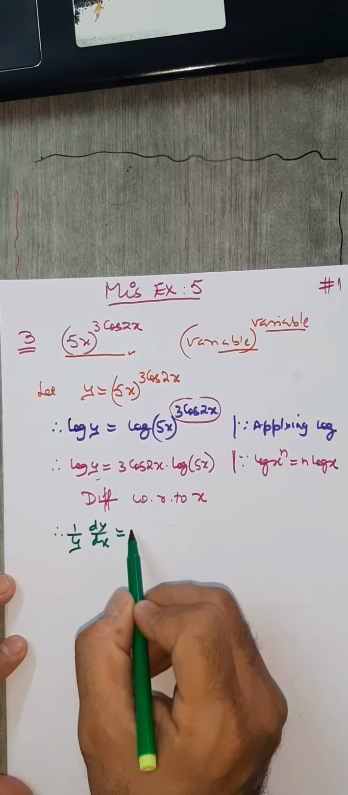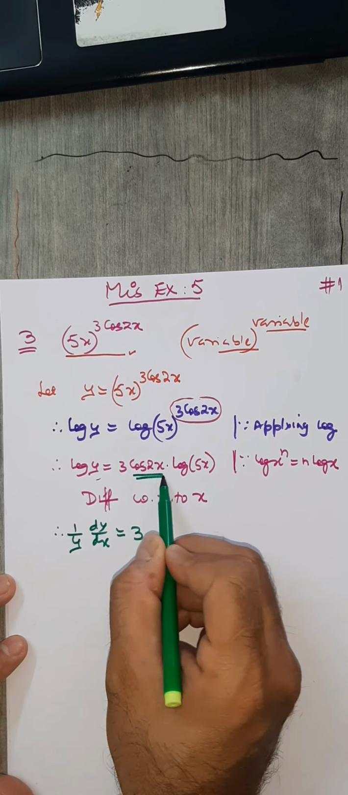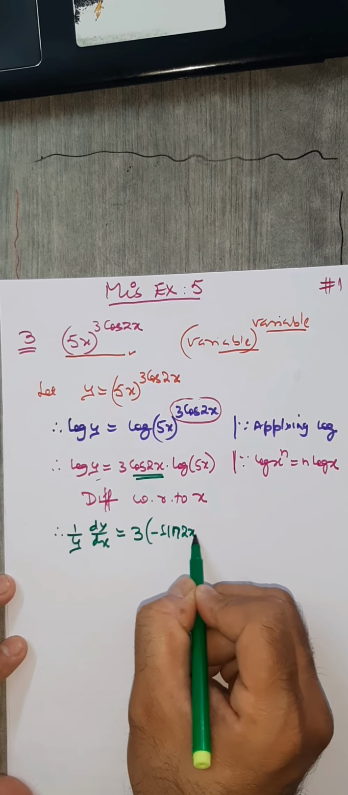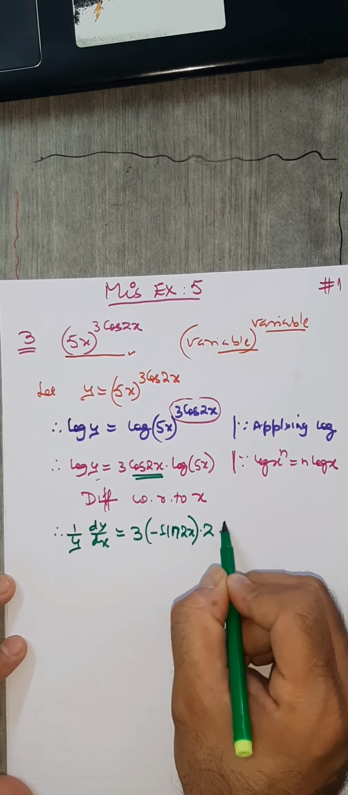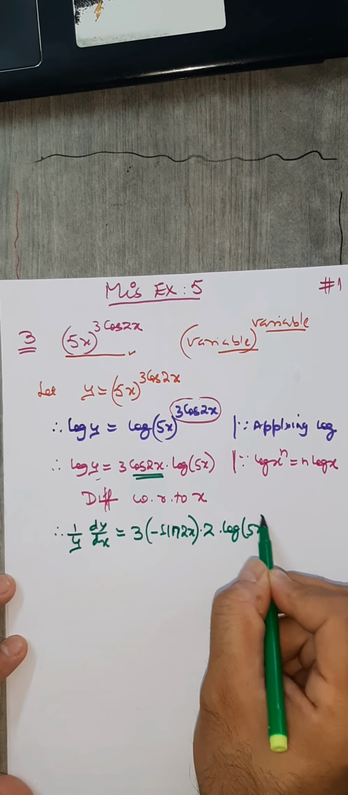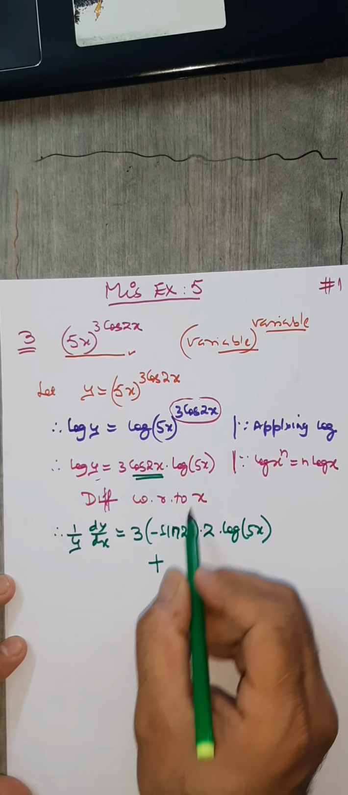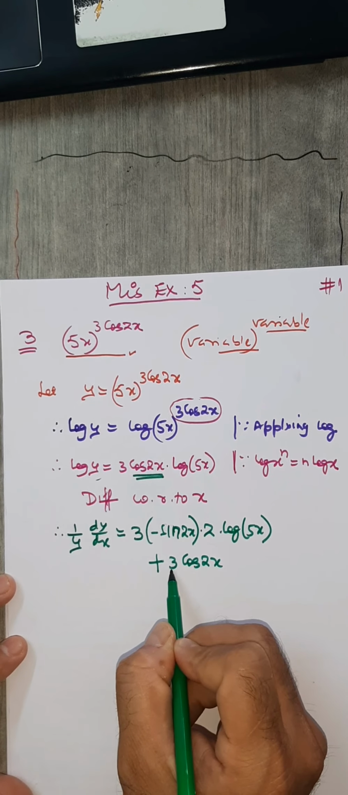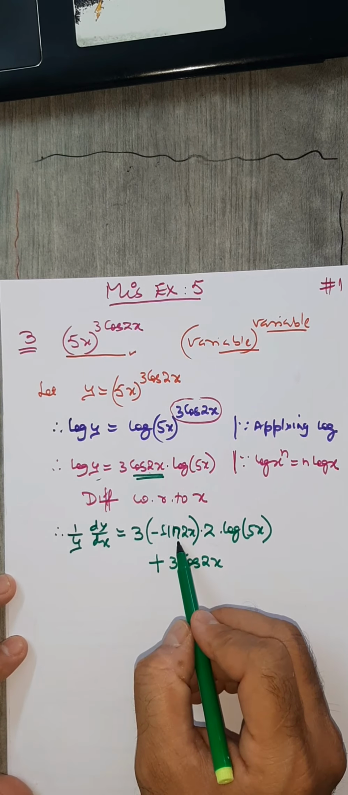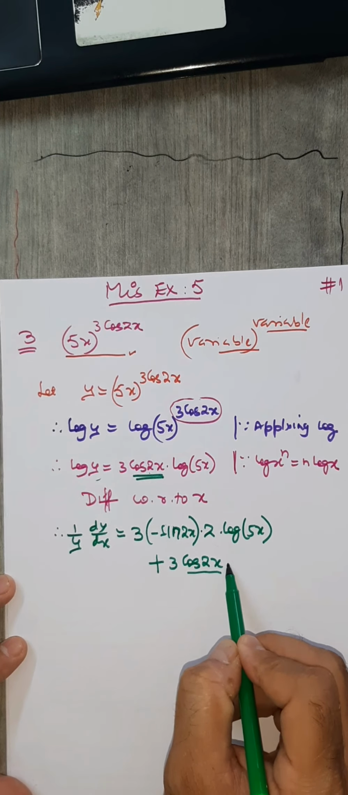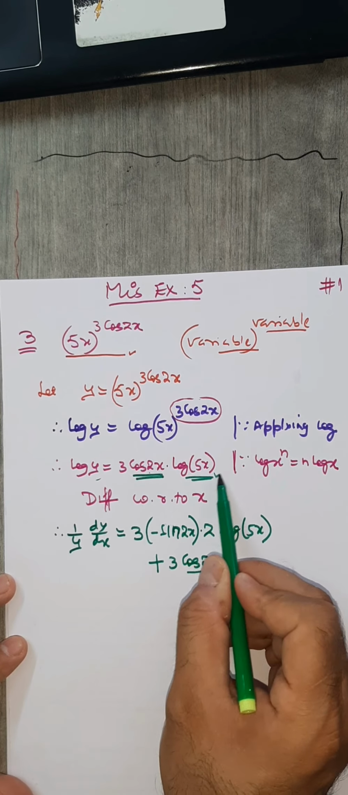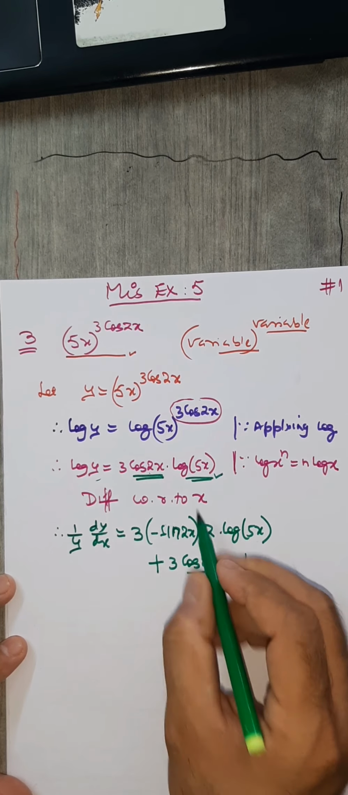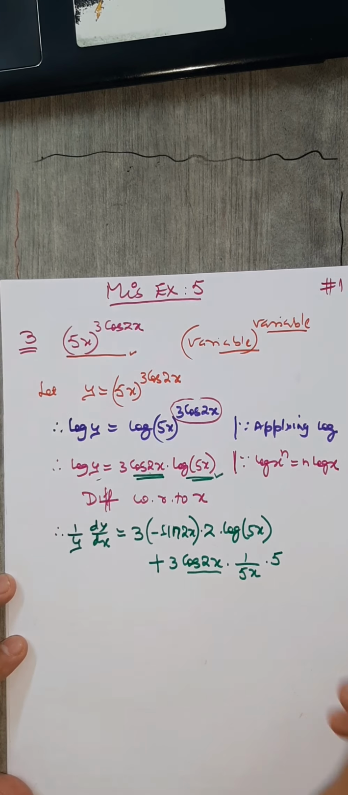Here product rule. 3 as it is. Differentiation of cos 2x is minus sine 2x into 2 by chain rule. Log of 5x as it is. Plus now here 3 times cos 2x as it is, 3 being constant. We already differentiated the cos function, so now this one as it is into differentiation of this portion. Imagine this as x, so 1 upon 5x into, by chain rule, derivative of 5x, which is just 5 here.